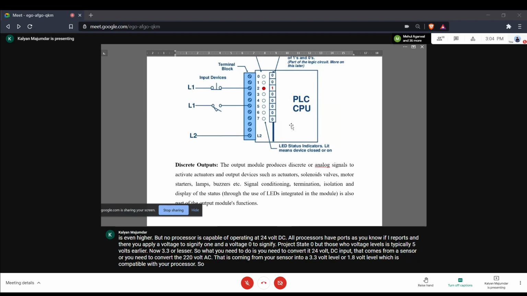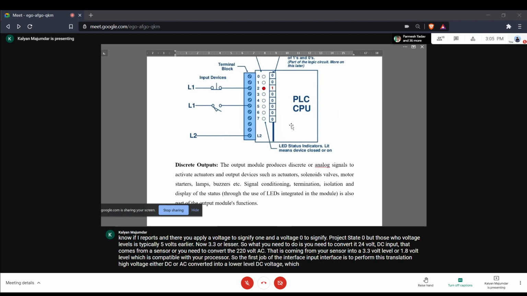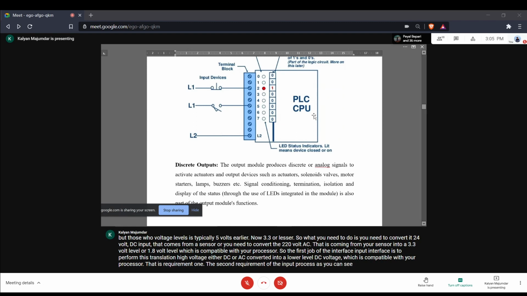So the first job of the input interface is to perform this translation. High voltage, either DC or AC, is converted into a lower level DC voltage, which is compatible with your processor. That is requirement one. The second requirement of the input interfaces.